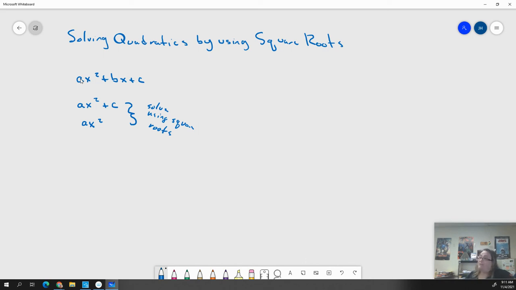So anything of this form, remember these all equal 0. I didn't set the equal 0. So we can use these if x squared equals n, which is like any number, right? Something. Then x equals plus or minus the square root of n.